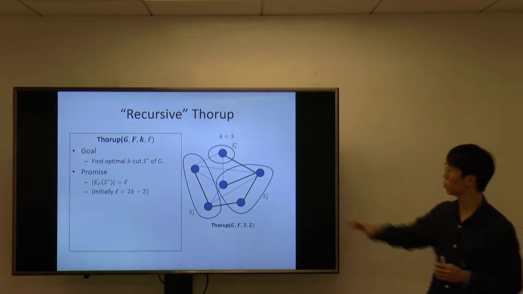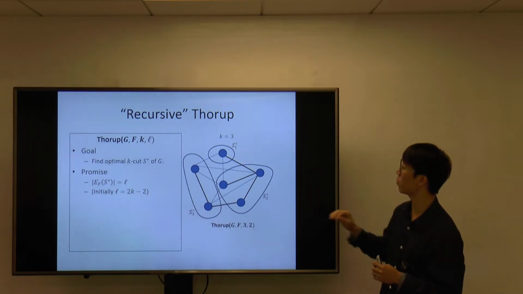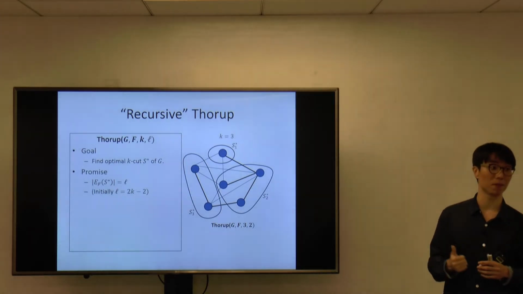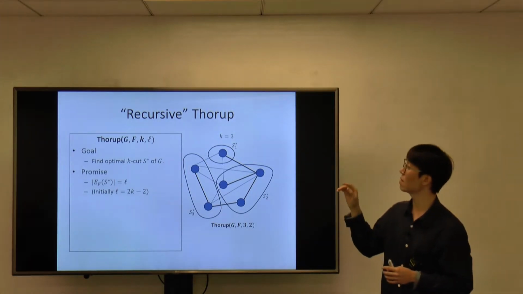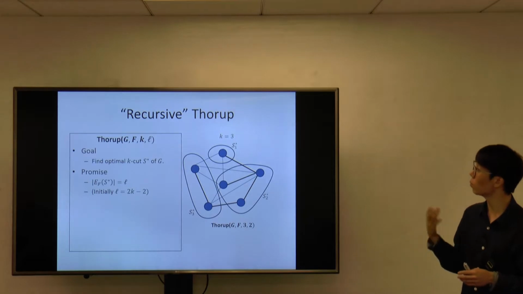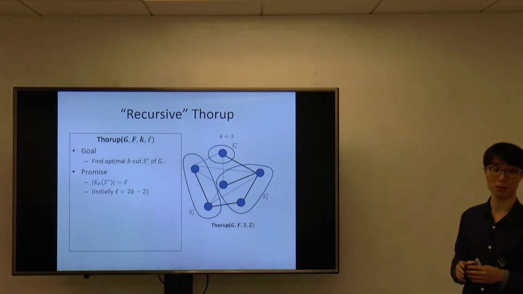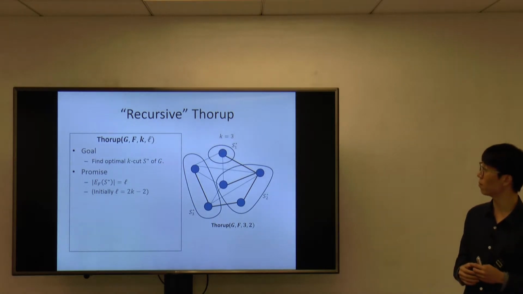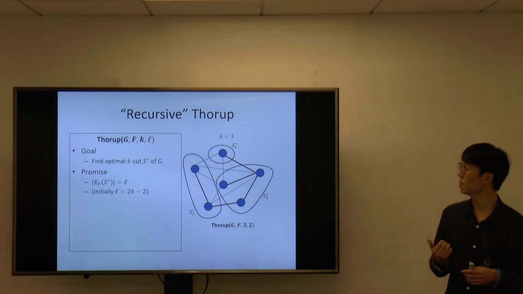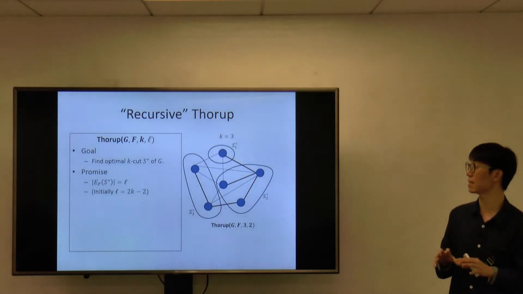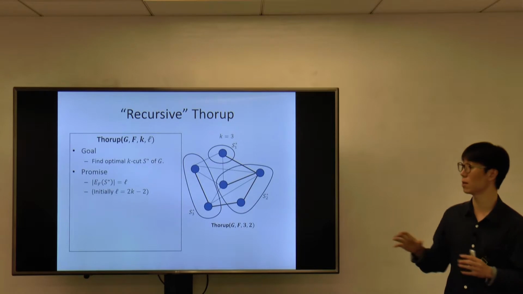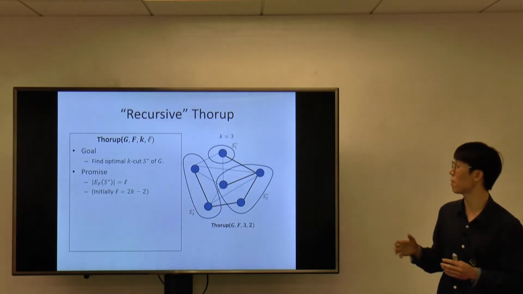This procedure is a recursive procedure. It is parameterized by 4 things: the original graph G, the tree or forest F, k as usual, and L, the number of tree edges cut by the optimal k-cut S star. The goal of this procedure is to find the optimal k-cut S star, the fixed k-cut of the graph. We are given the promise that the number of edges of this forest cut by S star is exactly L, or at most L. Initially, we set F to be the tree returned by Thorup's algorithm, and we set L to be 2k minus 2.